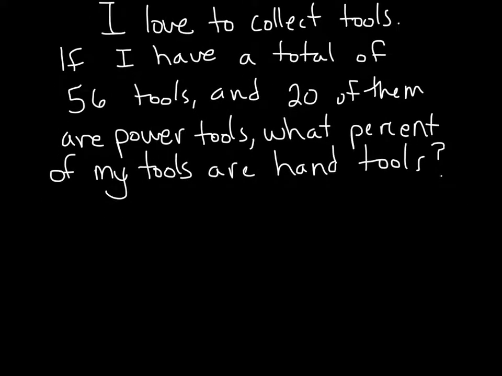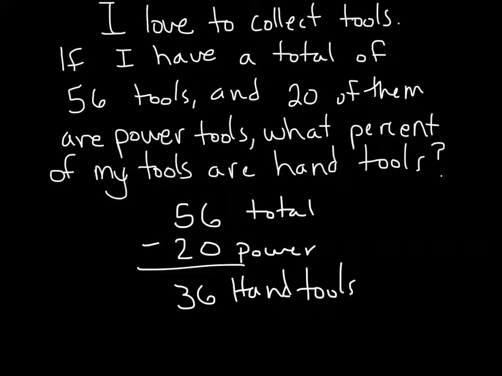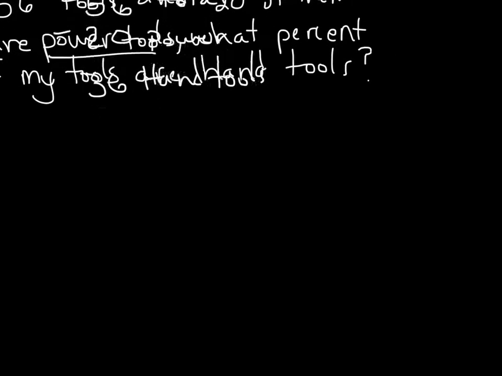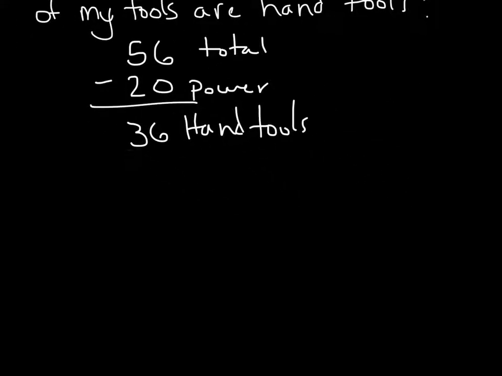And so if I know I have a total of 56 and 20 of them are power, I'm going to subtract that to figure out the number of hand tools that I have. So these are my power tools. These are my total tools. So I'm going to have 36 hand tools, right? But it actually asks for a percentage. So now I need to know, okay, if I have 36 hand tools, what percent of 56 is that? So that's what I'm going to figure out. So I'm going to get myself some work room here. What percent of 56 is 36?